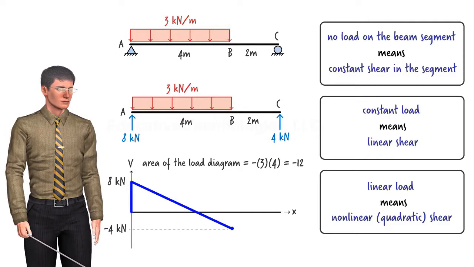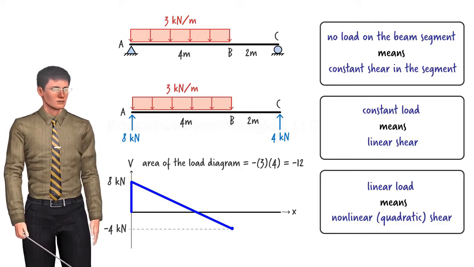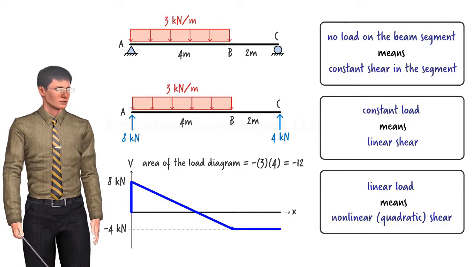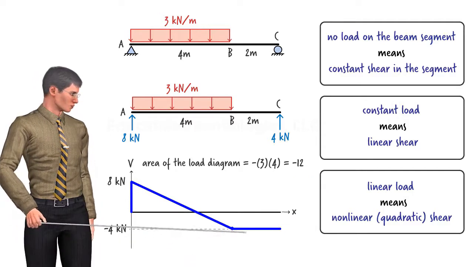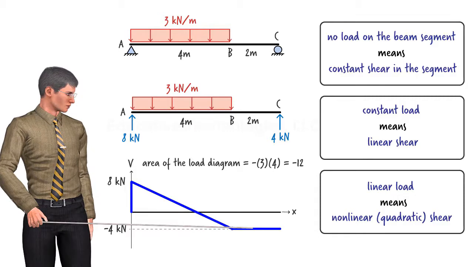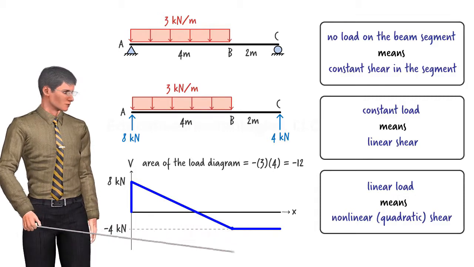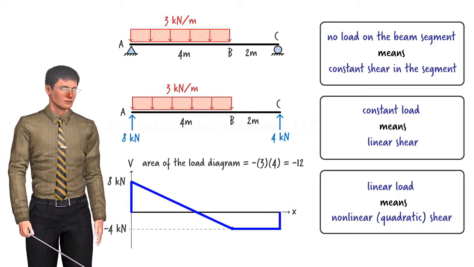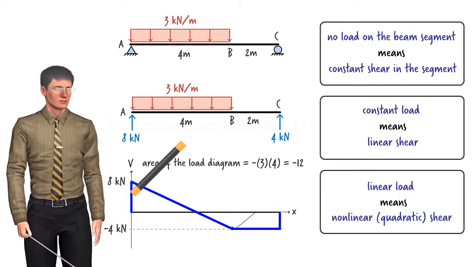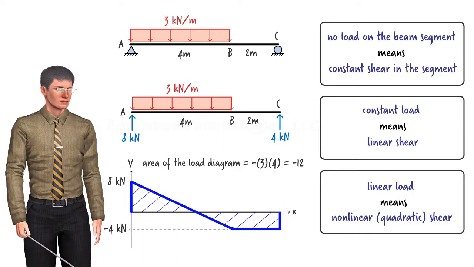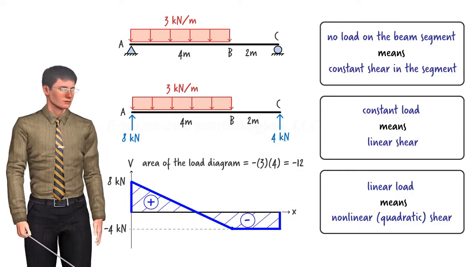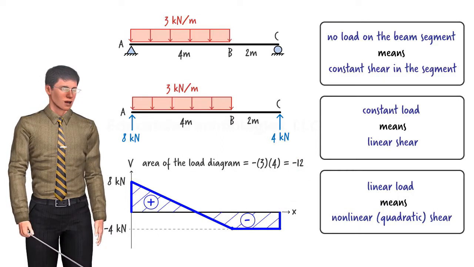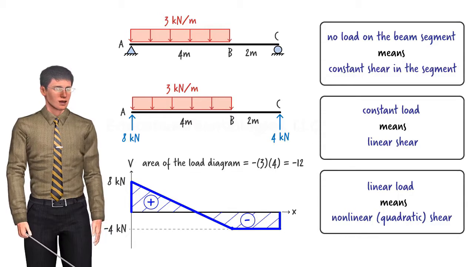Back to our problem. Shear in the right segment of the beam remains constant since BC is not subjected to any loads. So, within the segment, shear remains negative 4 kilonewtons. At C, since there is an upward force, the diagram returns to 0. So, here's the complete shear diagram for the beam. See if you can draw the shear diagram for each of the following beams.